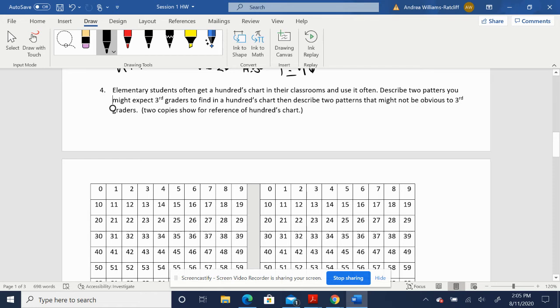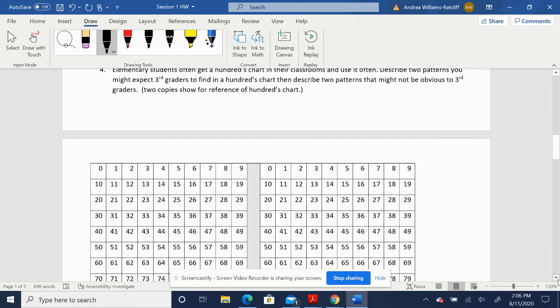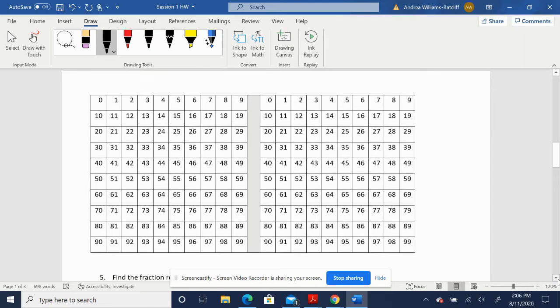Okay. So now question number 4 is kind of an opinion-based question. There's no really right answer here. That's totally up to you. So you may have a different response. I'll be looking at these as you guys turn them in. This is elementary students often get hundreds charts. 2 patterns you might expect third graders to find, and 2 patterns that might not be obvious. Okay, most of our third graders will pick out the tens along the left side.